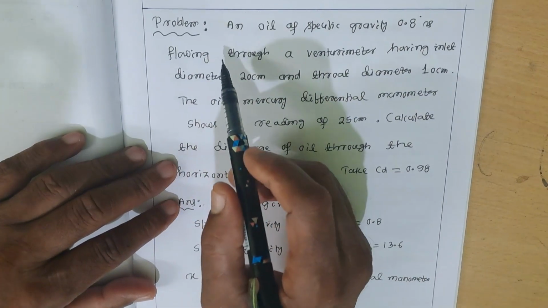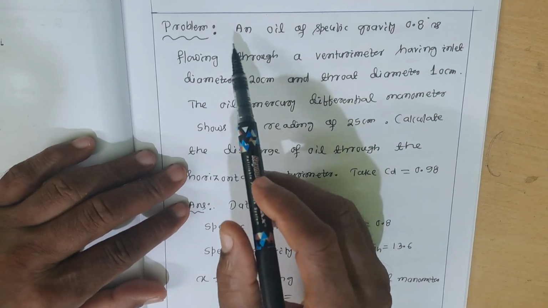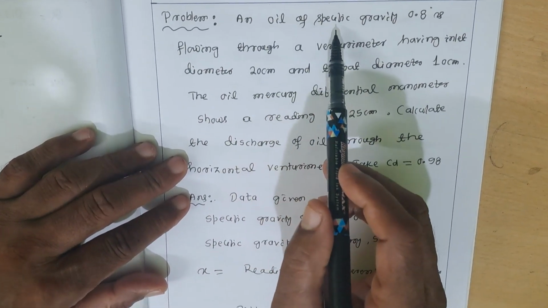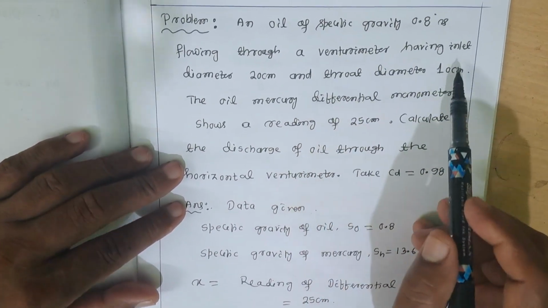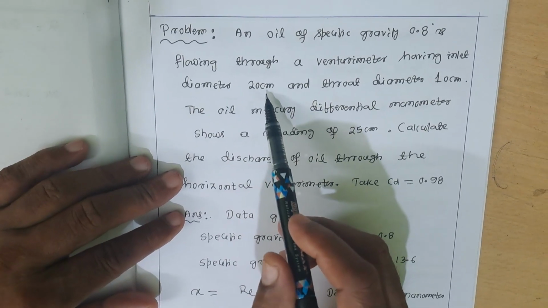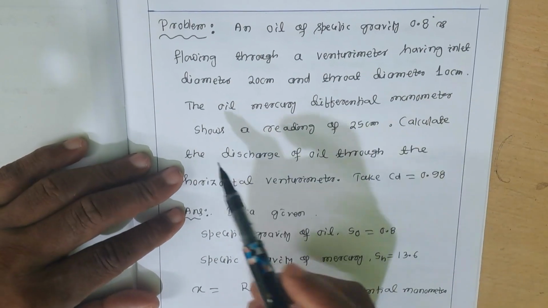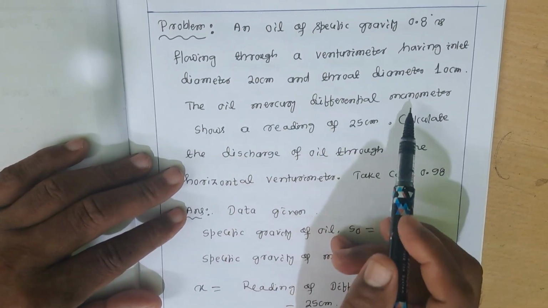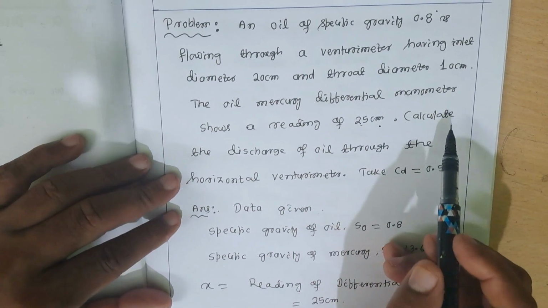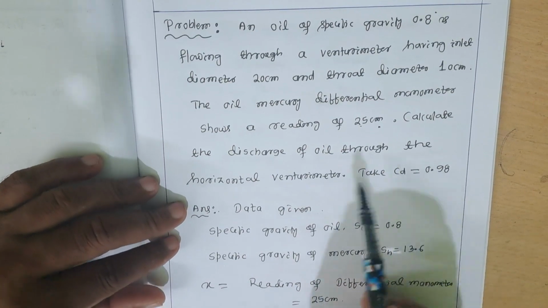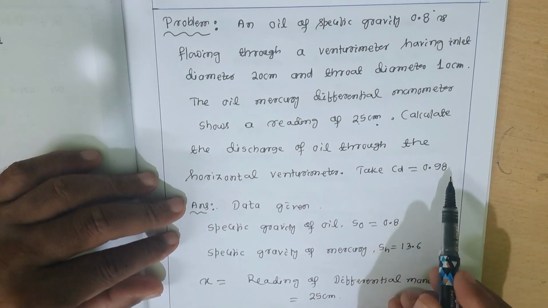Now this problem is on the discharge through a Venturimeter. The question is: an oil of specific gravity 0.8 is flowing through a Venturimeter having inlet diameter 20 cm and a throat diameter 10 cm. The oil mercury differential manometer shows a reading of 25 cm. Calculate the discharge of oil through the horizontal Venturimeter. Take CD is equal to 0.98.